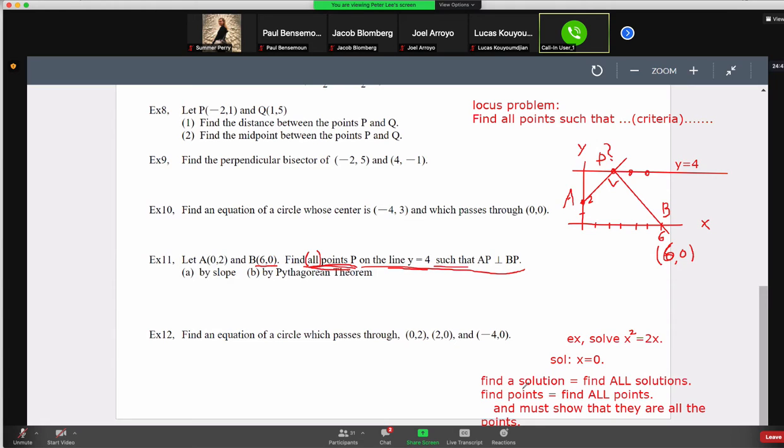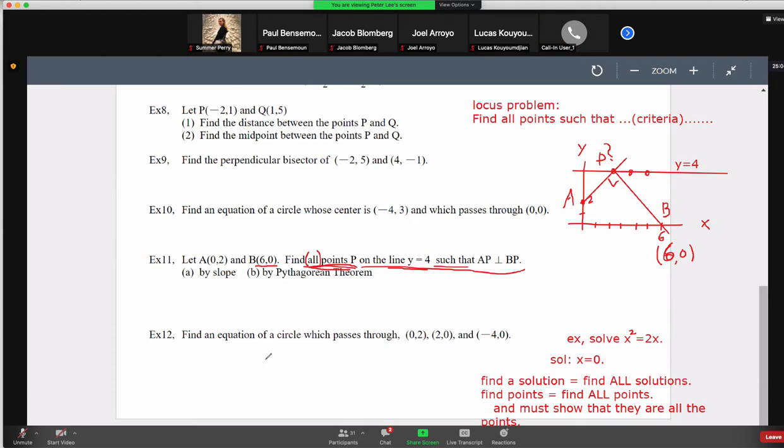Okay. So the question is, how do you do this? Does everybody understand the problem now? Does everybody understand example 11? Yes? Or no?